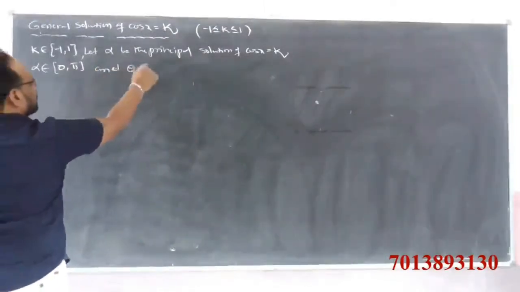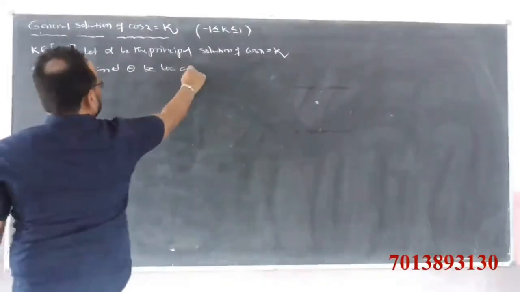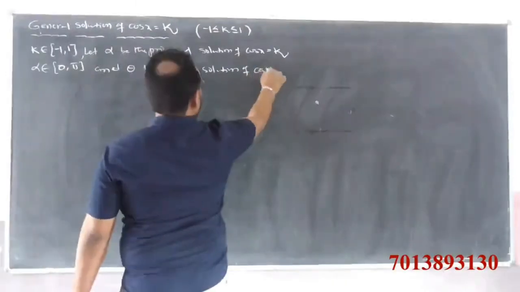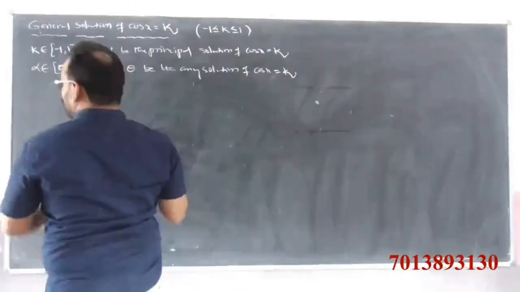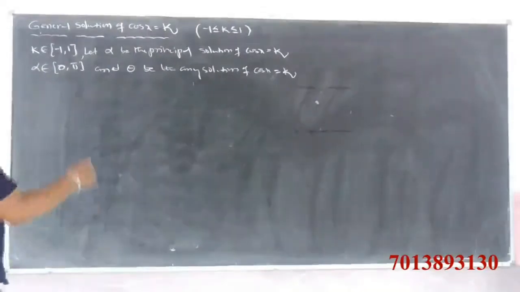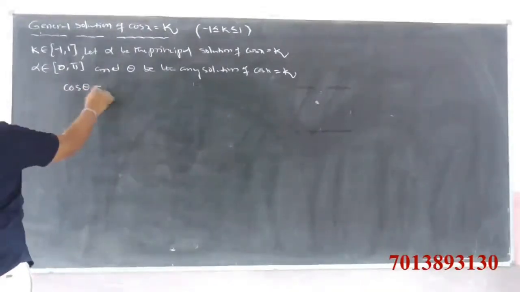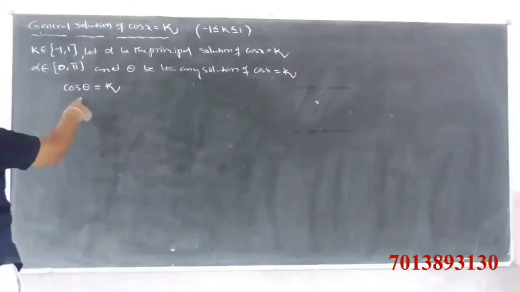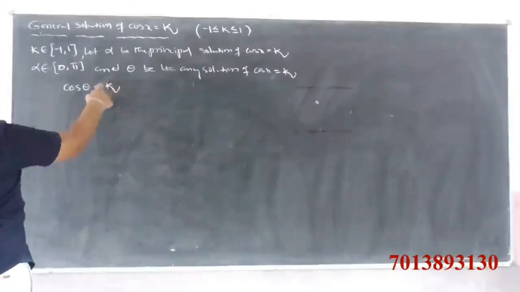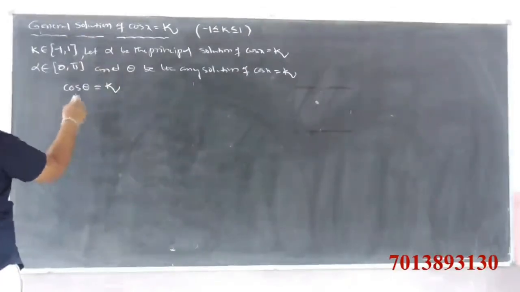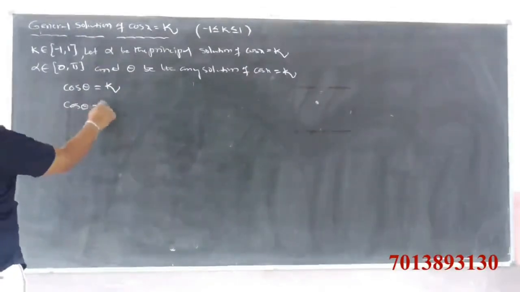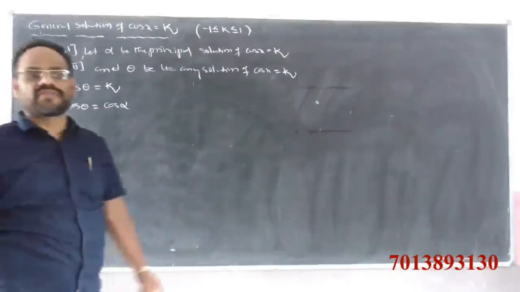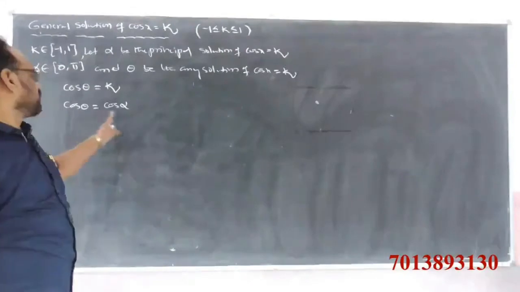And let theta be any solution of cos x equals k. Theta means any solution of cos x equals k. Then cos theta equals k. Here k can be expressed in the form of the principal solution, that is cos alpha, where alpha is the principal solution of the given trigonometric equation. So cos theta equals cos alpha.